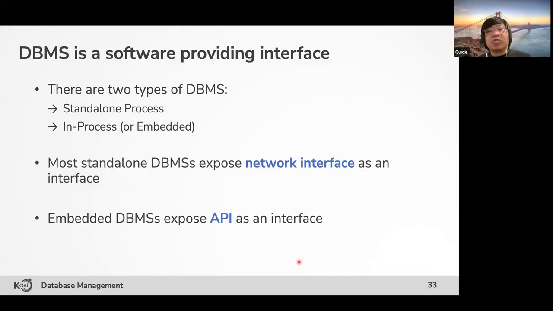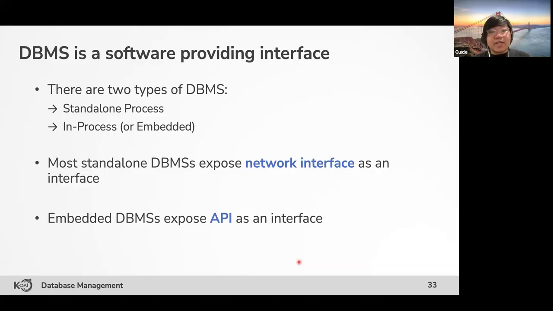It will typically provide two kinds of interfaces. The first one is the network interface, which is exposed by most standalone database management systems. What is a network interface? It means you can connect to those DBMS through some networking protocol. A networking protocol is more like a specific command sent through a computer network.